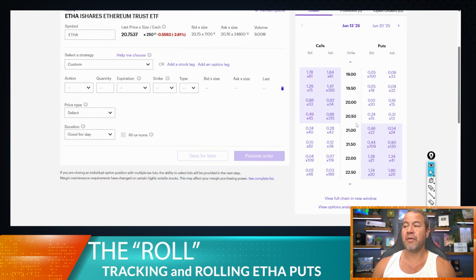Now, obviously, if we go up here, $20.50, the way that we get the intrinsic value of the $20.50 is we take the strike price minus the ETH-A price, and it gives us a negative number. Now, if it's a negative number, it means we're out of the money, and all of this is actually time premium, and that's important, and I'll explain.